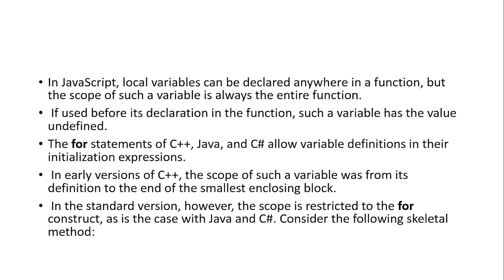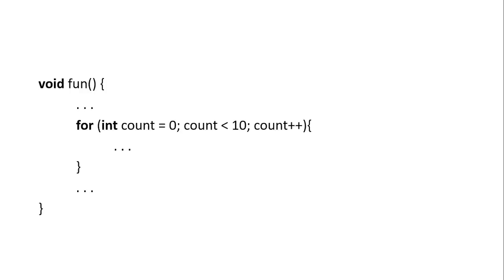Again, consider the method void fun, with for (int count = 0; count < 10; count++). In later versions of C++ as well as in Java and C#, the scope of count is from the for statement to the end of its body. So count can be used inside this for block.